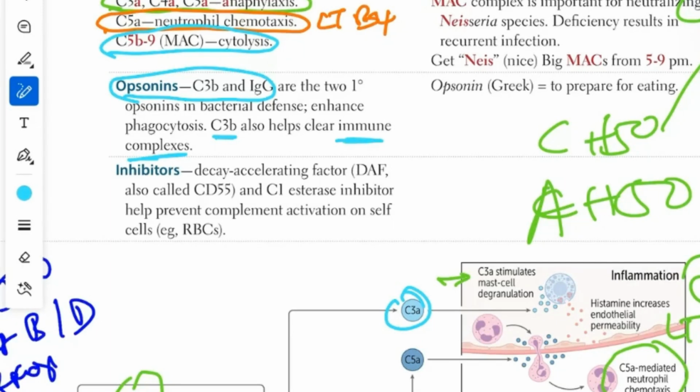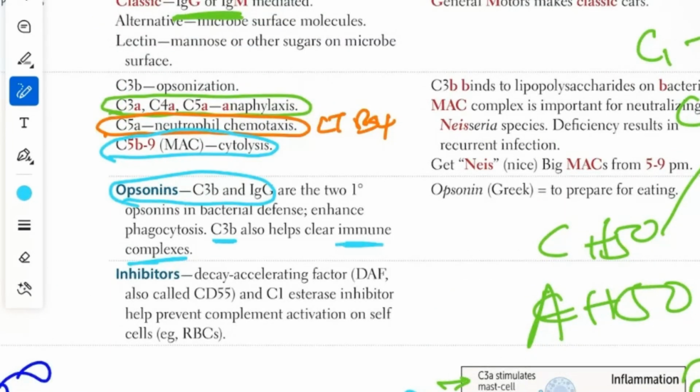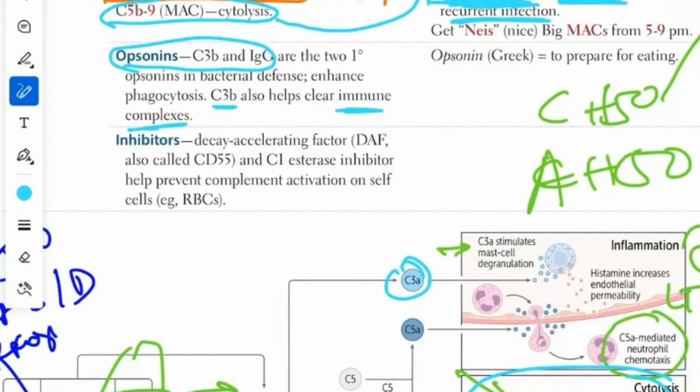Now, before I move on, this MAC complex is very important in Neisseria infections. A deficiency of the MAC or of the complement proteins will lead to recurrent infections with Neisseria. So the MAC complex is one of the main complexes protecting the body against Neisseria infection, particularly Neisseria meningitidis or Neisseria gonorrhoeae.